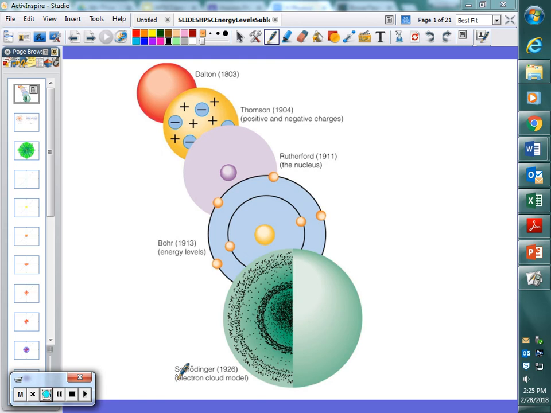Probability plays a big role here, right? Unlike Bohr's model, do we know where electrons are? Not definitively. What do we know, though? There are locations of high probability. Bella, you were getting there. There are locations of high probability, but the possibility exists that electrons could be anywhere surrounding that nucleus.